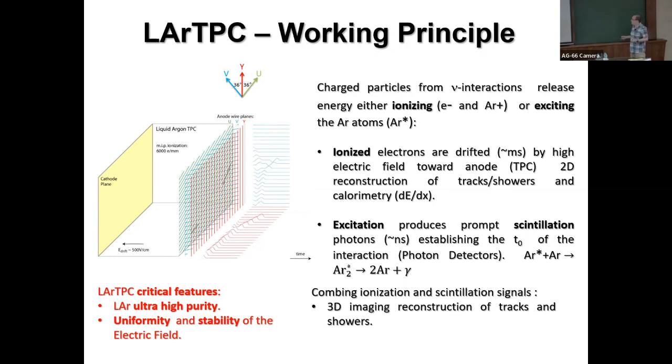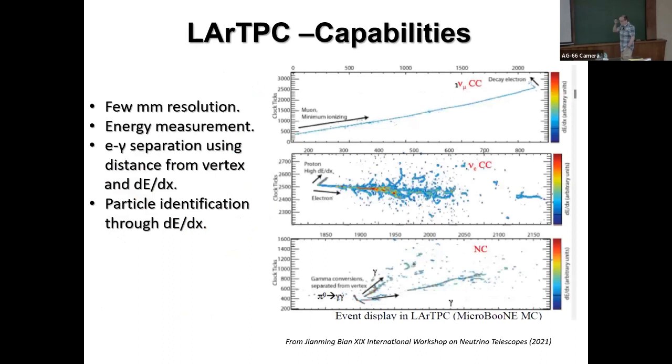Some critical features are the ultra-high purity that you need. The liquid argon has to be of ultra-high purity, and you need a very uniform and stable electric field. Besides, only to mention, you have the arrangement of these planes like this, with the wires at a 36 degree separation.